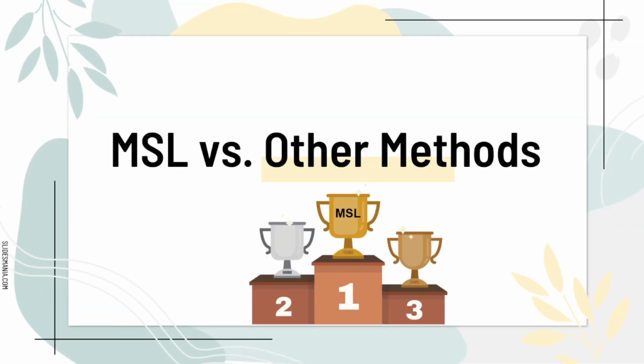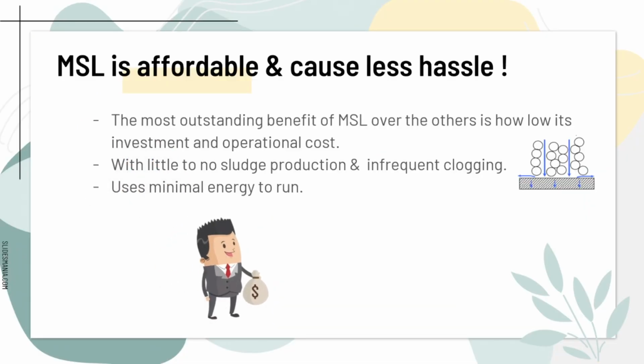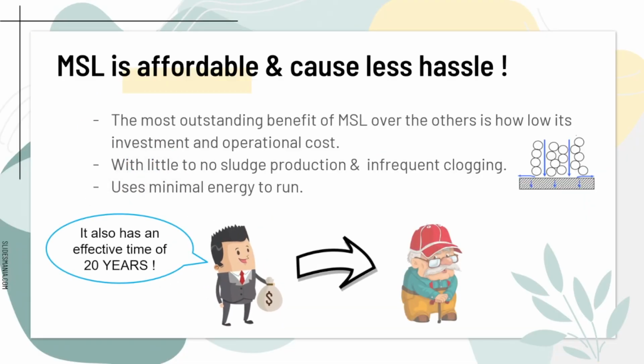We then have the comparison between MSL and the other methods. The first point being MSL is affordable and causes less hassle. This is probably the biggest advantage MSL has over its competitors due to how low the investment and operational cost needed to run it. MSL also produces little to no sludge and causes infrequent clogging, which means less maintenance needed. It also requires minimal electrical energy to run, which means we can save more on the electric cost.